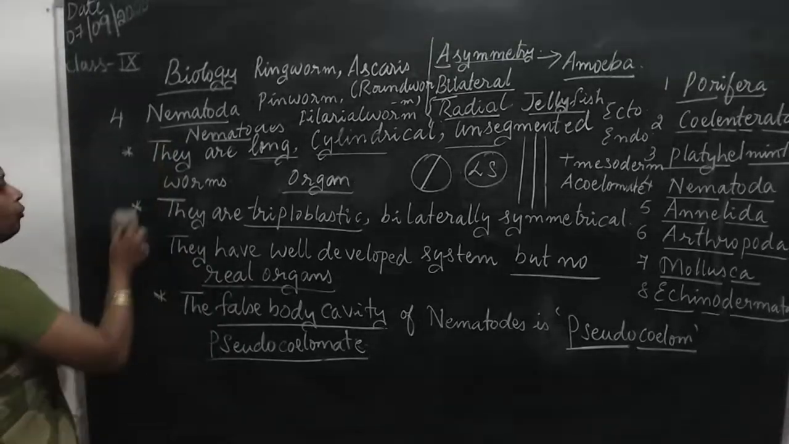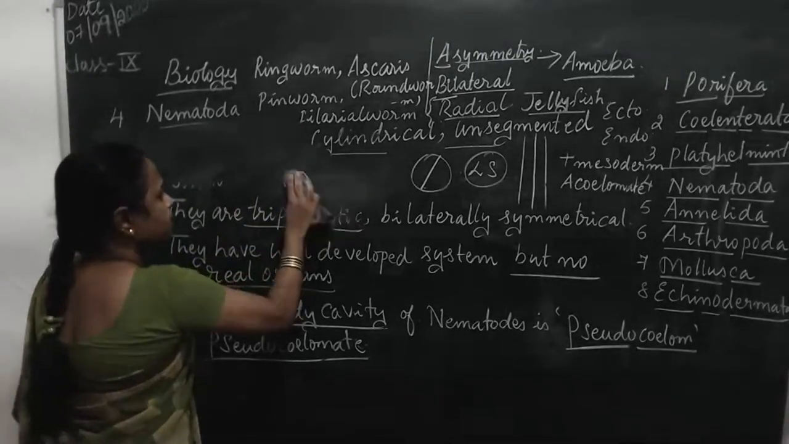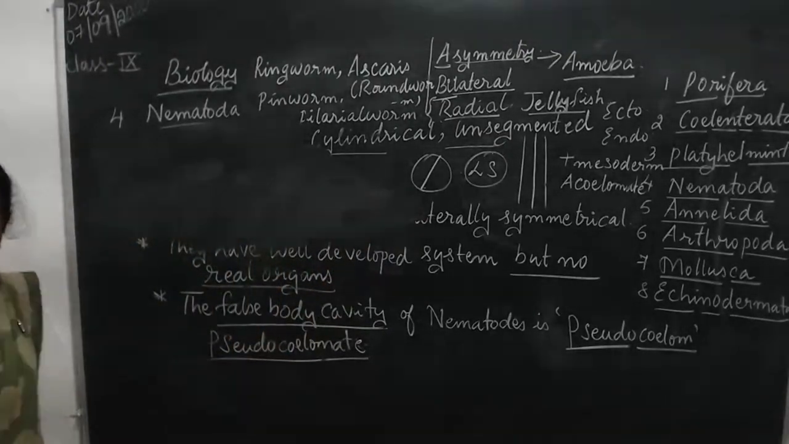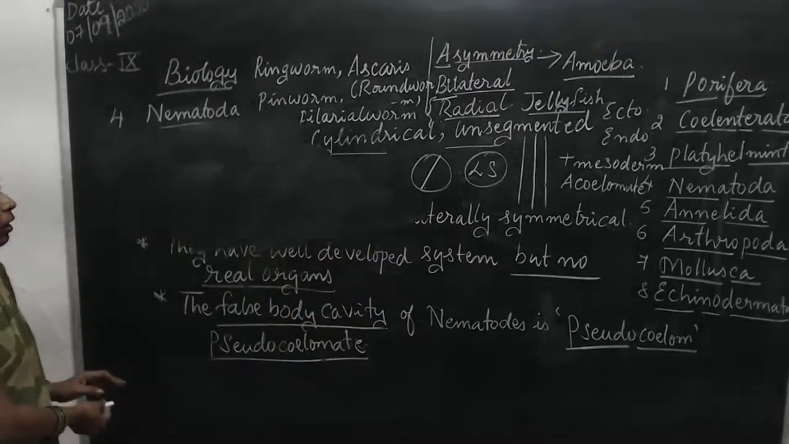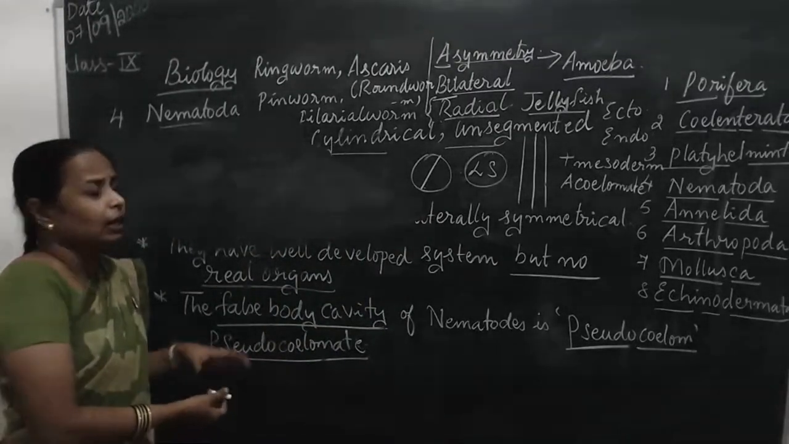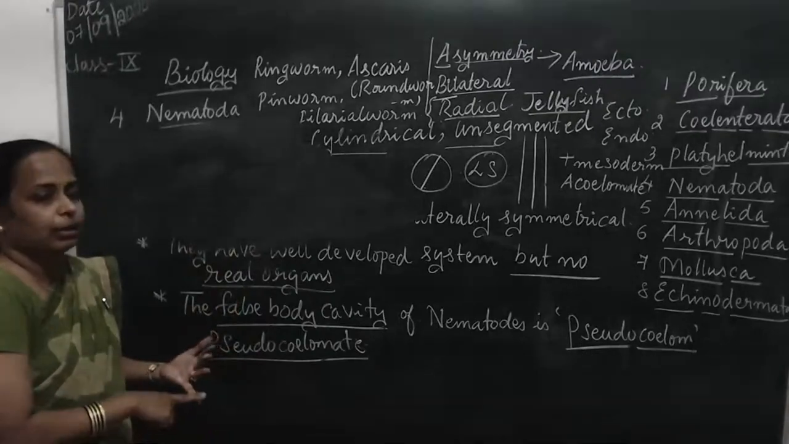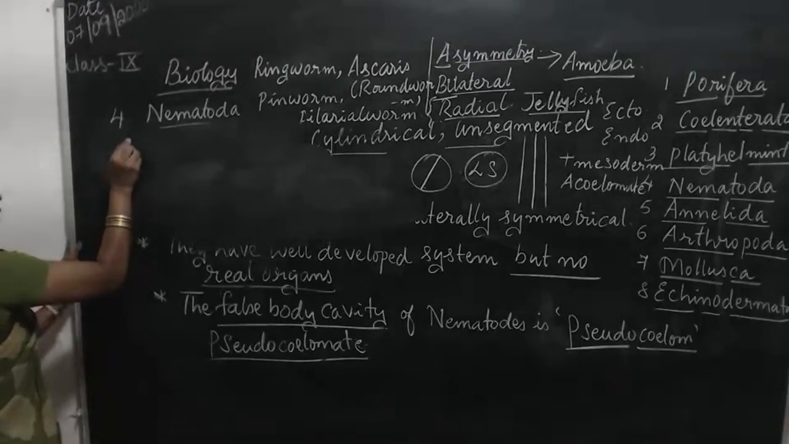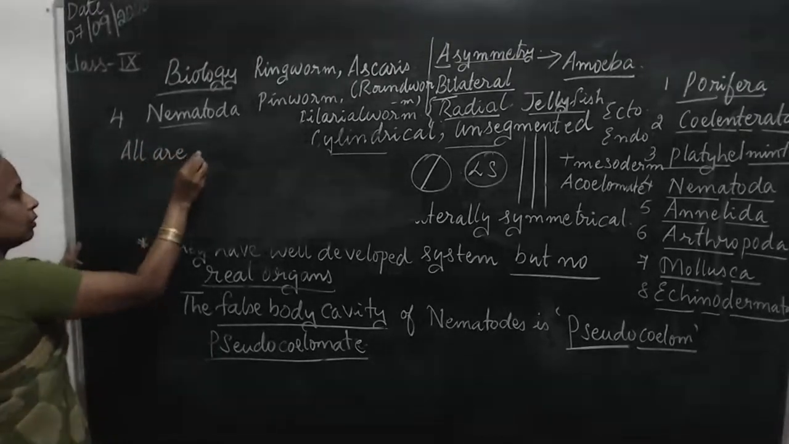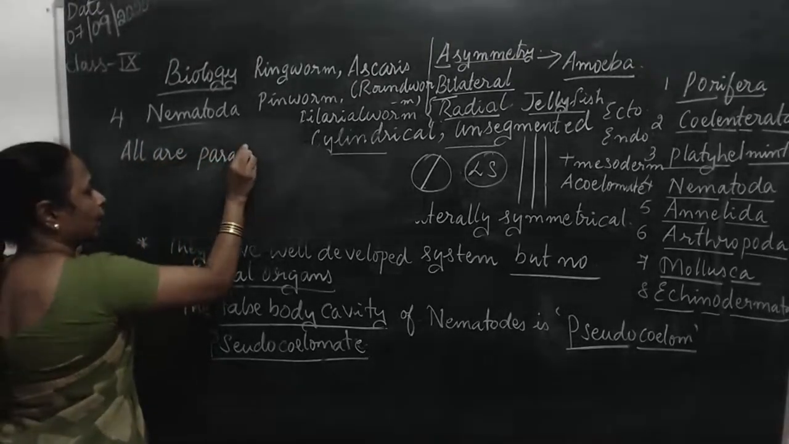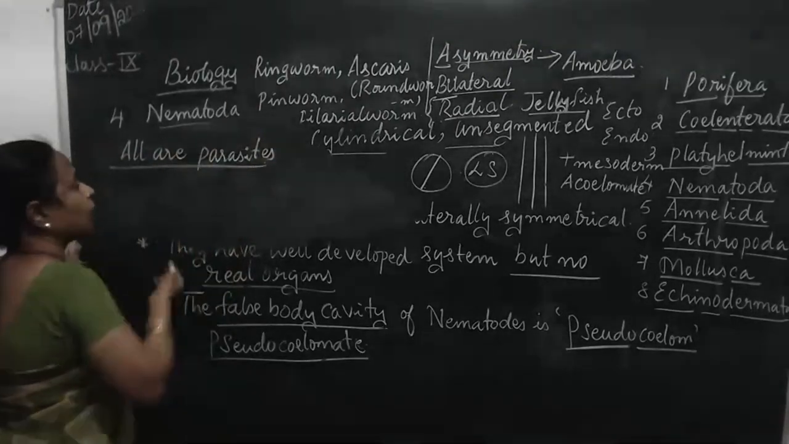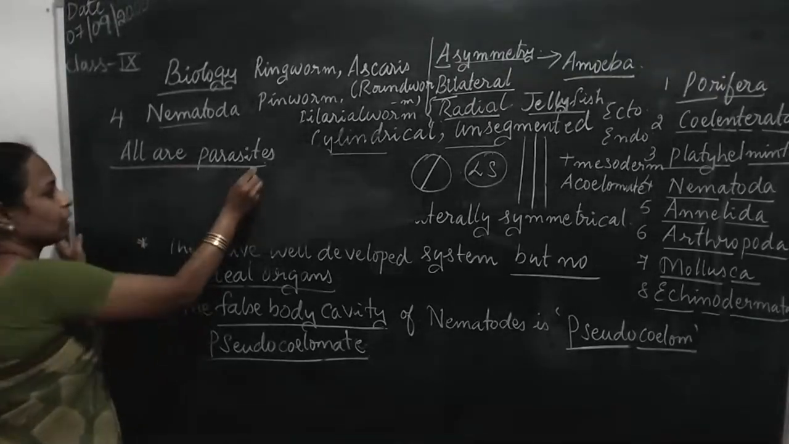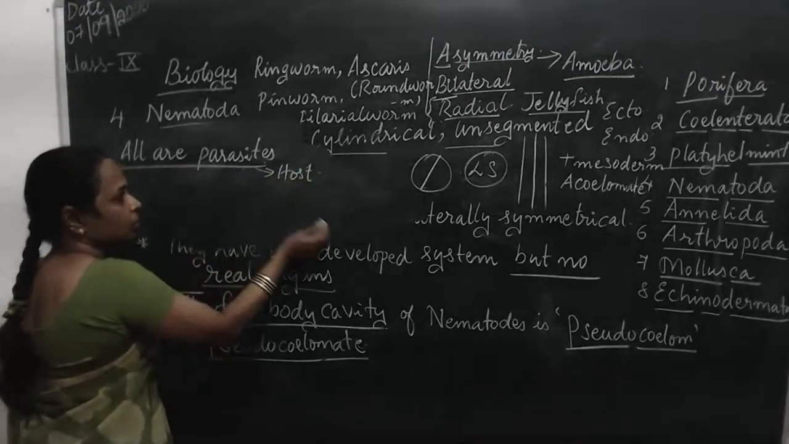Now let us know more about the nature, depending on the mode of nutrition. In case of phylum 3, I said some are free living, example planaria, and some are considered parasites, example tapeworm and liver fluke. But when you come to the fourth phylum, Nematoda, all are parasites. Most of the organisms, or all the examples belonging to nematodes, are considered parasites. That means they require a host.